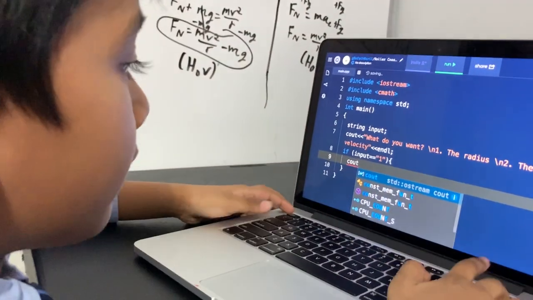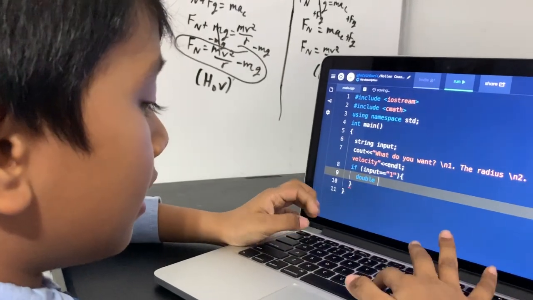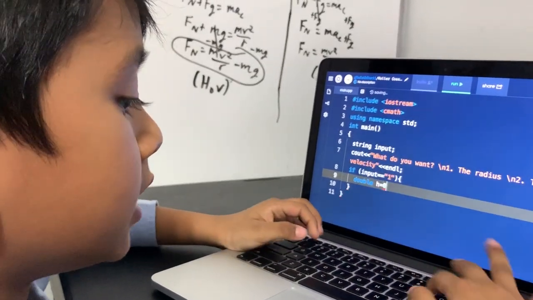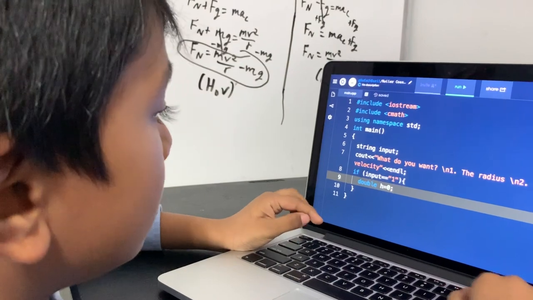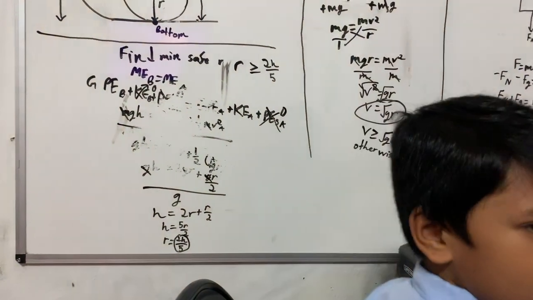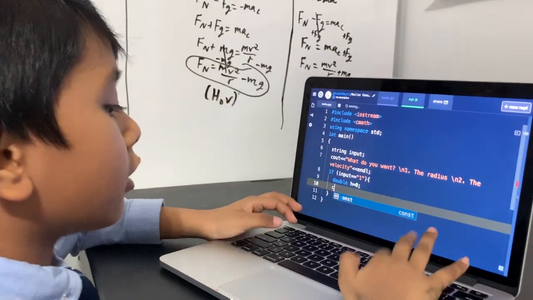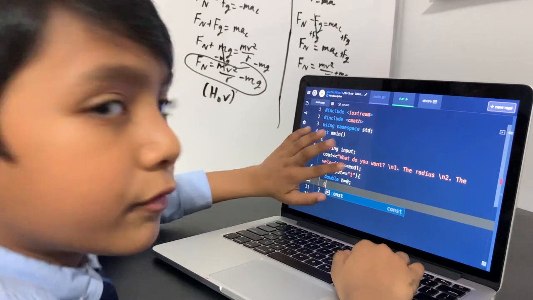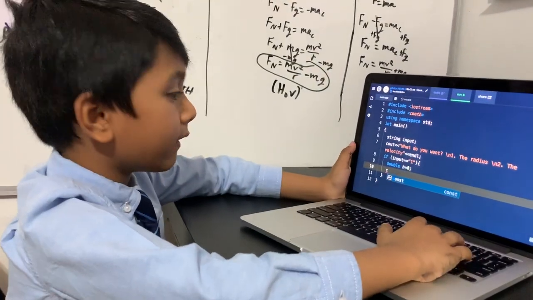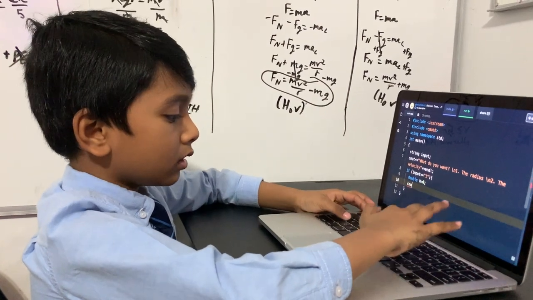Double eights equals zero for height. And we want the radius. So radius is 2 times 8 over 5, as it says there. We're going to use double for labeling it, a number with an infinite amount of decimals.